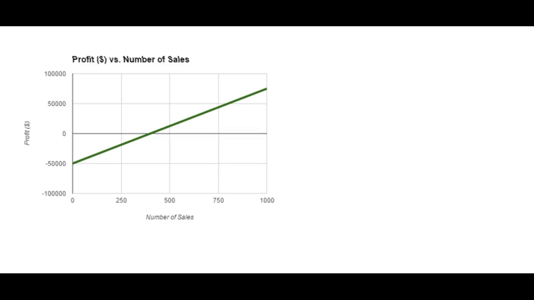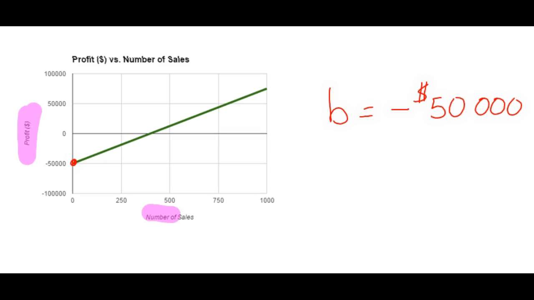All right, so when I look at this, I see that my y-intercept is at negative $50,000. Okay, so my intercept is at negative $50,000, right? So let's take a look at what the axes labels are. So this is profit and number of sales. So my question to you is, well, how can you have a negative profit? Right? Profit is money that you make.